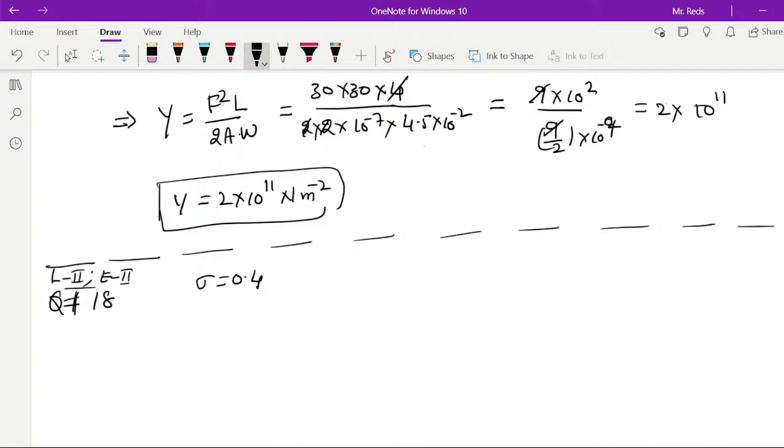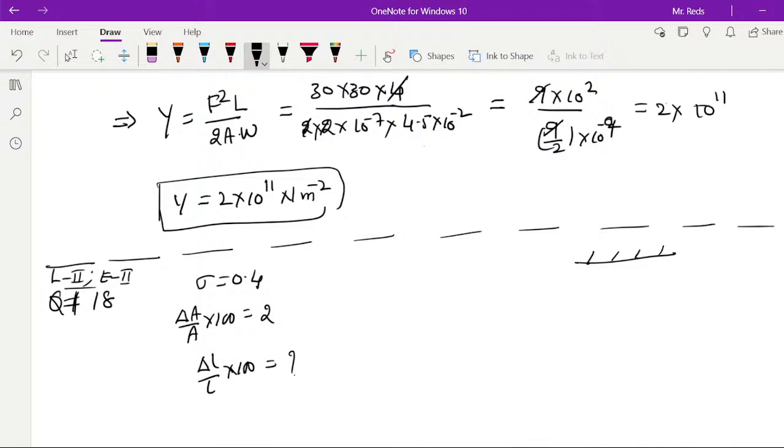Then there is a decrease of cross-sectional area by 2%. This means the percentage change in area is given: delta A by A into 100 is equal to 2 percent. Then what is the percentage increase in its length? Delta L by L into 100, the percentage change in length. When area is decreased, obviously length has to increase. That is what you can understand.